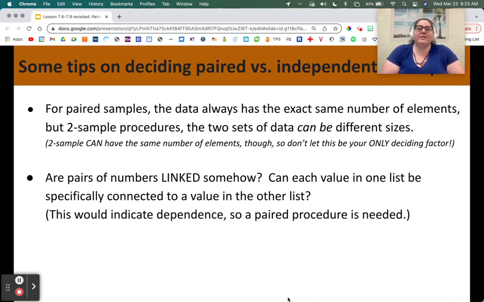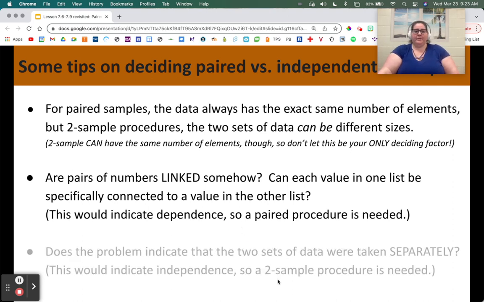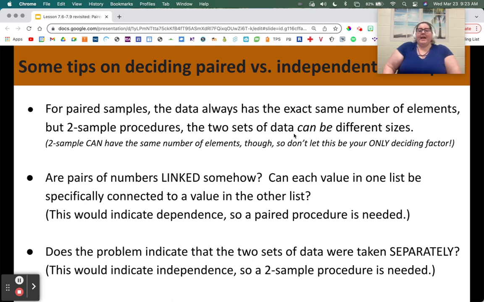Look at whether the pairs of numbers are linked somehow. Can I take one value from one list and specifically link it or pair it with one value in the other list? That could be because it's the same person, but it could also be that these two sets of numbers are coming from twins or a married couple, or they both come from data from the same country. Something like that would link one number from one list to one number on the other list. That would indicate dependence, so a paired procedure is needed. Does the problem indicate that the two sets of data were taken separately? Separate is a good clue that we're doing something that is independent.